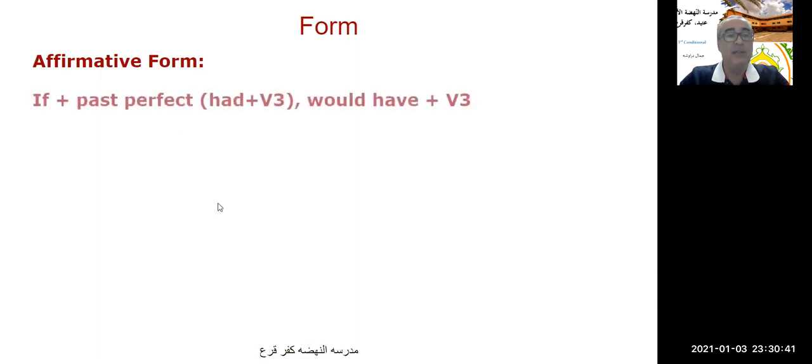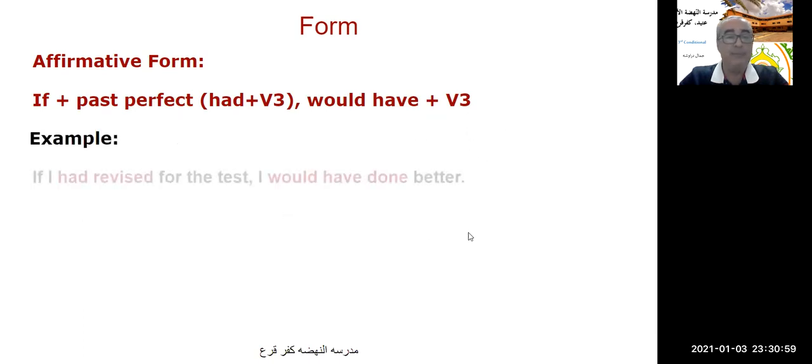How do we form the third conditional sentences in English? Let's talk about the affirmative form. We use if plus past perfect. You can refer to my video of the past perfect, of course. We use if plus past perfect, which is had plus verb 3. This is the if part, and the result or the main clause is would have plus verb 3.